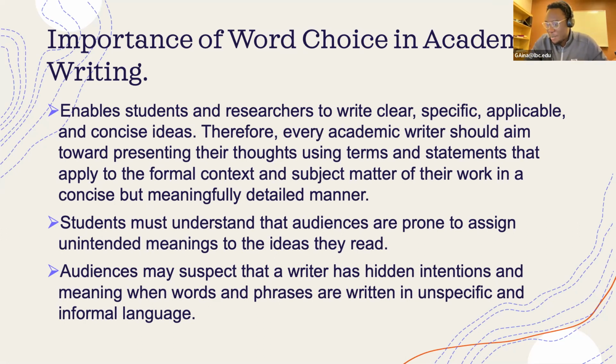Not all readers will do that, right? But we have to be cautious that some readers might say that you mean something that you didn't intend to mean, right? And again, the last part is this: audiences may suspect that the writer has hidden intentions and meanings when words and phrases are written in unspecific and informal language, right? So when you write phrases or words that are vague, or whose meanings are unspecific, I'm going to give an example of that later. Your audience may think you have hidden intentions, or that you're giving them double meanings, or that you have some hidden bias, right?